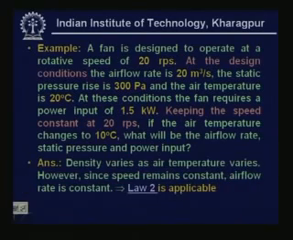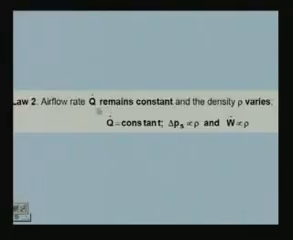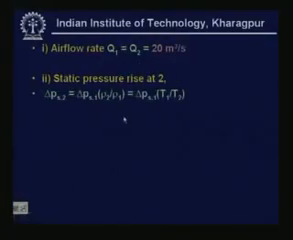First, the density varies because air temperature varies. However, since speed remains constant, air flow rate remains constant. That means you have to apply fan law 2. What does fan law 2 say? Fan law 2 is this: air flow rate Q dot remains constant and density rho varies. According to this law, static pressure rise is directly proportional to density and power input is also directly proportional to density. So, using this you can easily find out, for example, air flow rate remains constant at 20 meter cube per second, and static pressure rise delta Ps at condition 2 is directly proportional to density, and density is inversely proportional to absolute temperature.